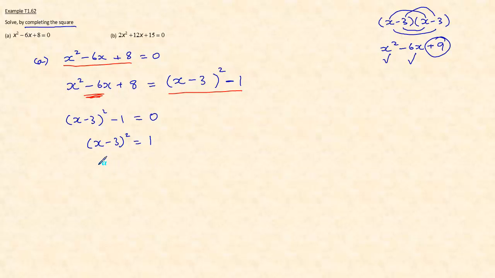Then do the square root. So x minus 3 would be positive or negative the square root of 1. So in this case, that's easy since the square root of 1 is 1. So positive or negative 1. So x is going to be equal to, take the 3 over here, 3 plus or minus 1, giving us 3 plus 1 is 4, and 3 minus 1 is 2.